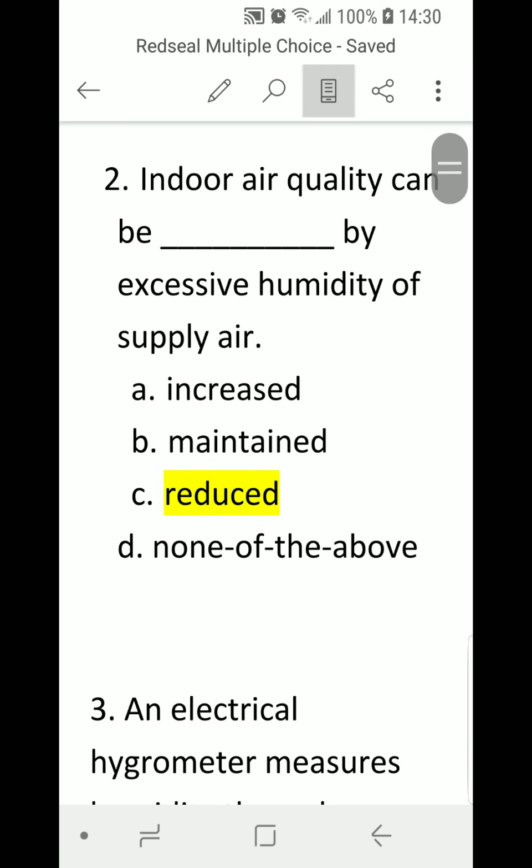Number 2. Indoor air quality can be blank by excessive humidity of supply air. A. Increased. B. Maintained. C. Reduced. Or D. None of the above. Correct answer is C. Reduced.